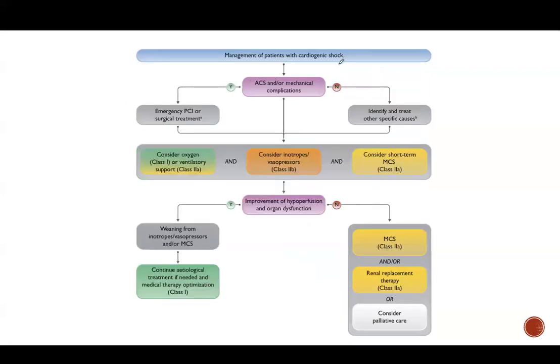Management of patients with cardiogenic shock. In any patient with cardiogenic shock, first try to rule out the cause, whether it is acute coronary syndrome or any mechanical complications like ventricular septal rupture or free wall rupture of the heart. If those are there, then you should go for emergency PCI or surgical treatment, that is, the specific treatment should be done. If it is not there, then you identify and treat other specific causes. You can consider oxygen and ventilatory support, inotropes, and short-term mechanical circulatory support.